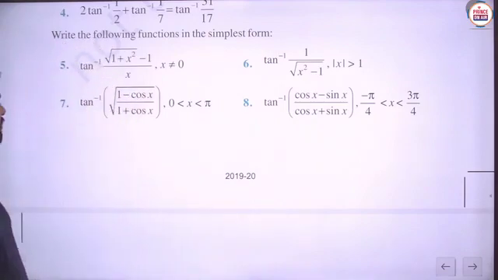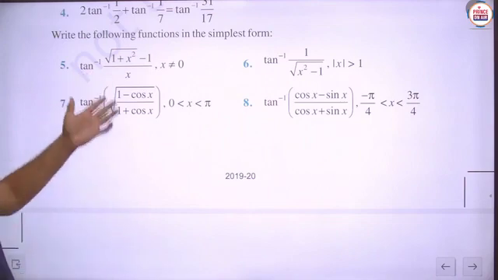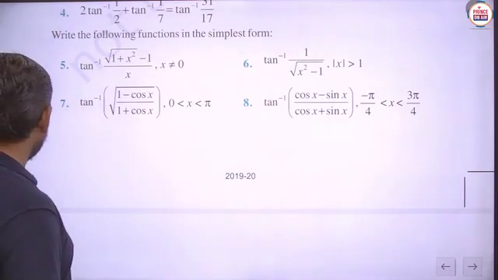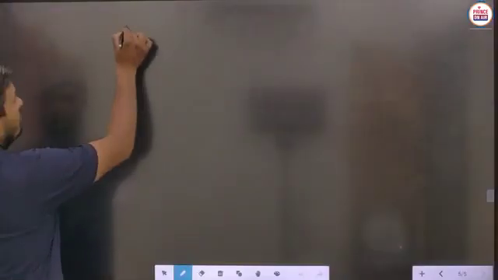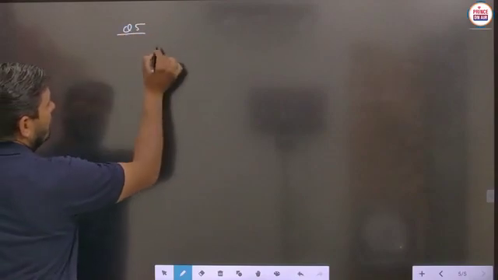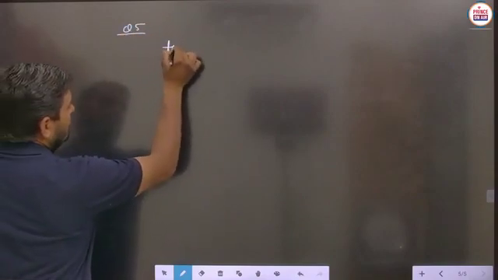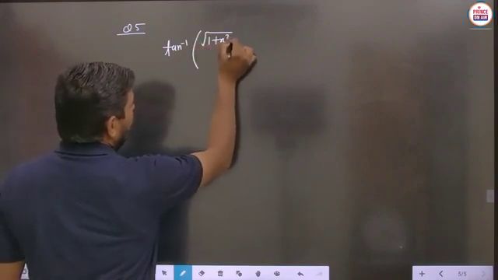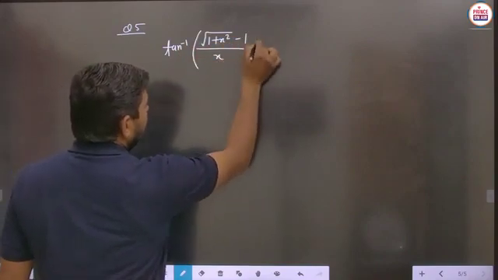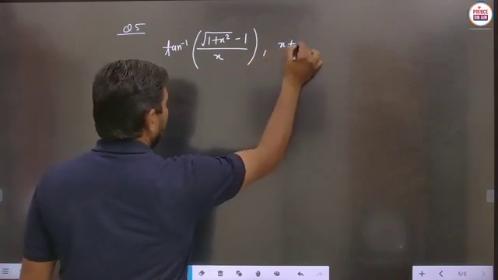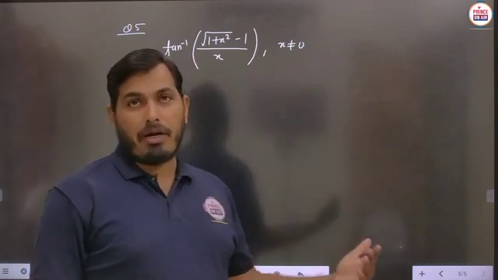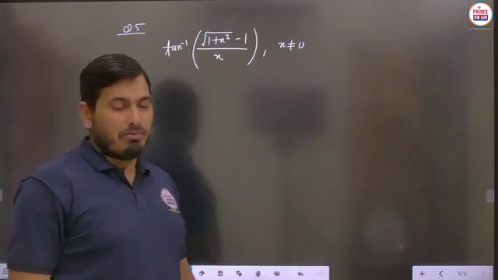So we will take question number 5. Tan inverse of root of 1 plus x square, minus 1, divided by x. In this question number 5 it is given as tan inverse of under root of 1 plus x square minus 1 divided by x, and here it is written x not equal to 0, because x is in the denominator and the expression should not be undefined, that's why it is given.